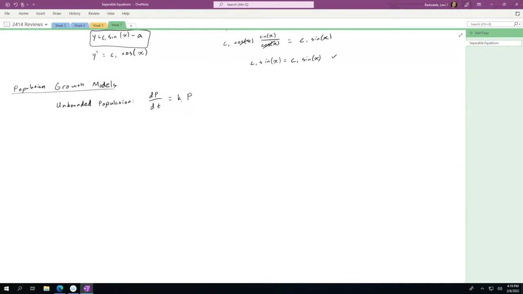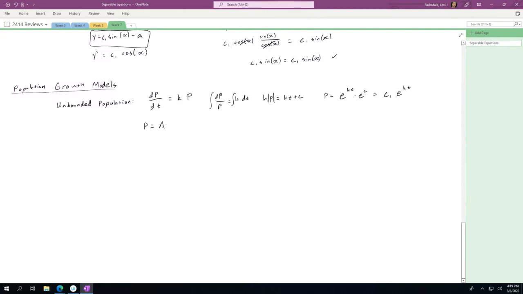Now, this is a separable differential equation. I solved it out in the last review, but essentially all we do is we divide both sides by p, and we're left with dp over p is equal to k dt. So integrating both sides tells us that the natural log of p is equal to kt plus c. So then exponentiating both sides gives us that p is equal to e to the kt multiplied by e to the c, or c1 e to the kt. And this is our formula for population when we have unbounded population.